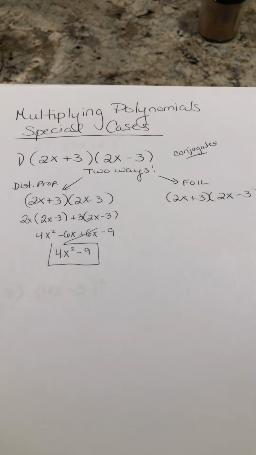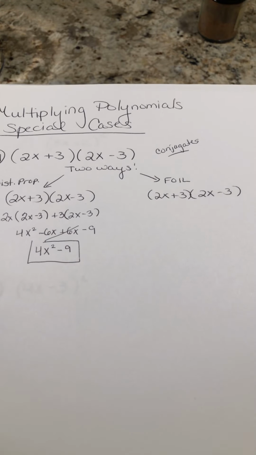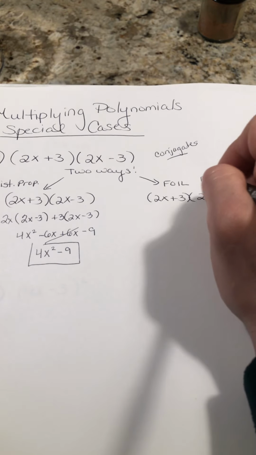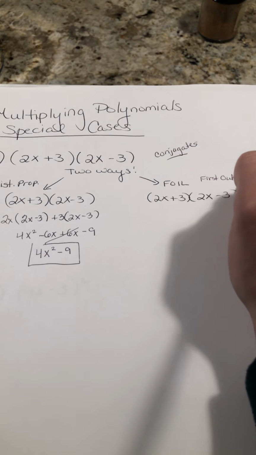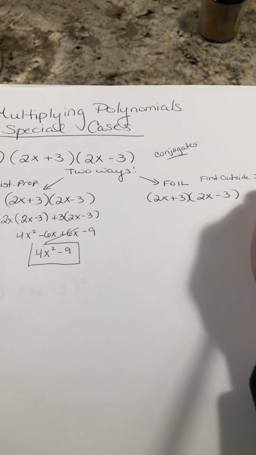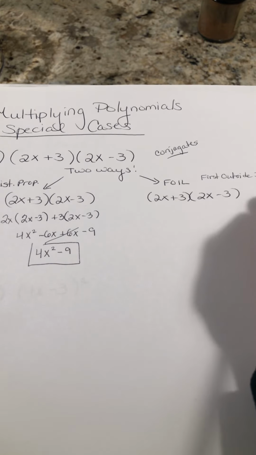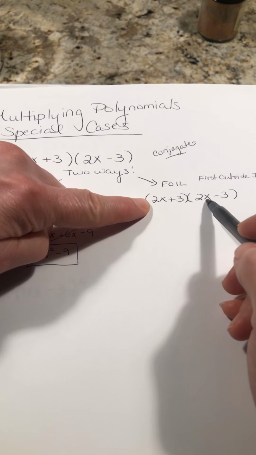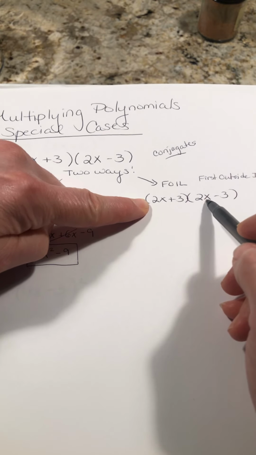Now let's try it using the FOIL method. FOIL, remember, is first, outside, inside, and last. Okay, so first, I multiply the first two terms together.